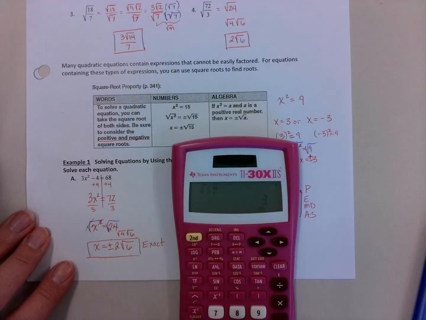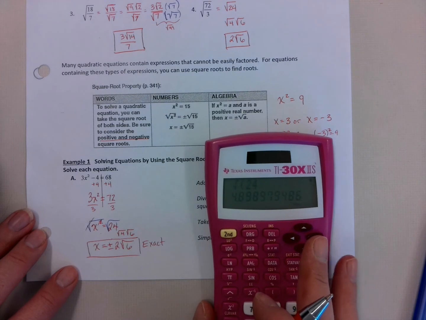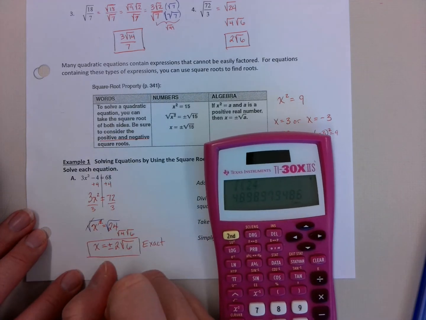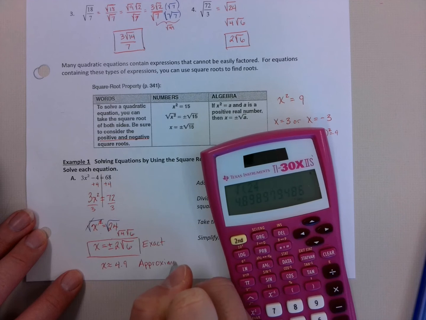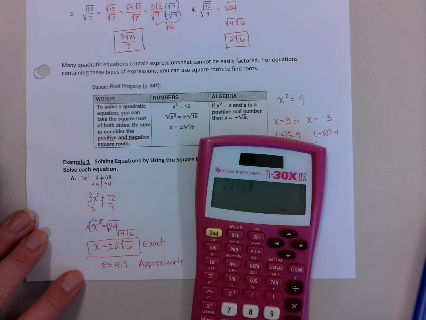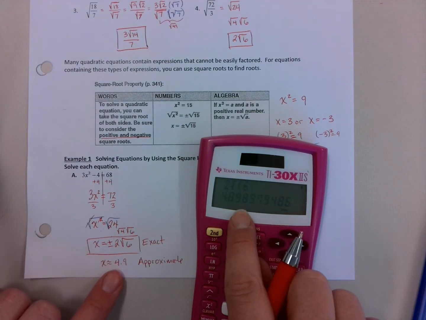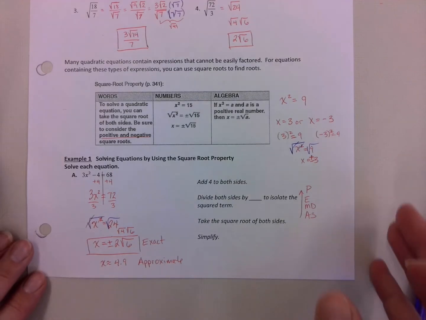Now, if I take the square root of 24, I will get 4.8989. So x is approximately 4.9. That is the approximate answer. If I typed in 2 square root of 6, I will get that same decimal. And remember, that is an approximate answer.